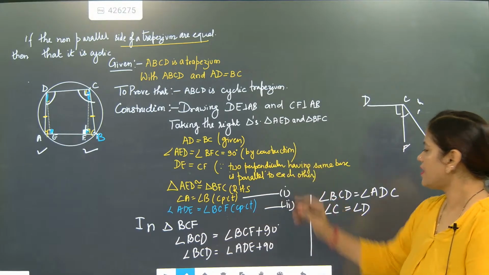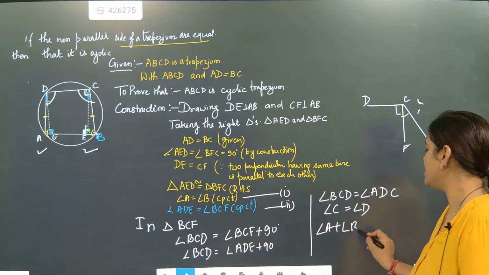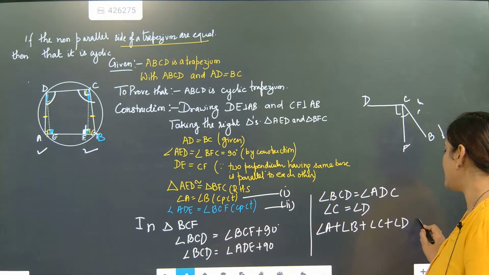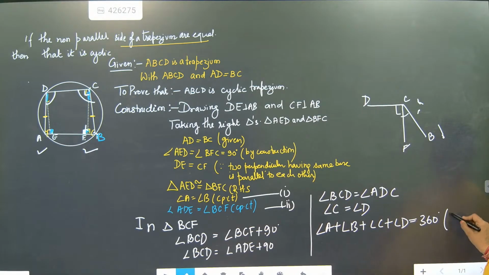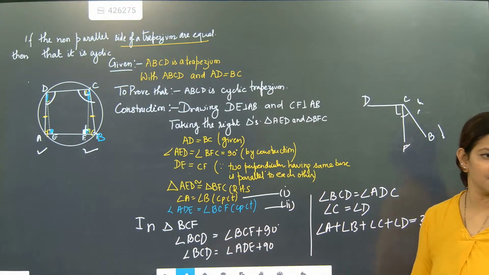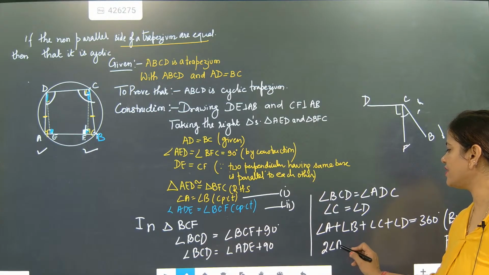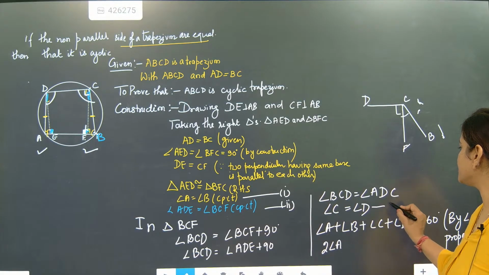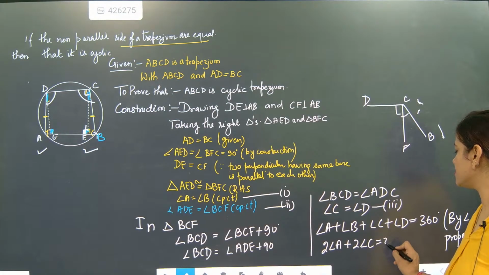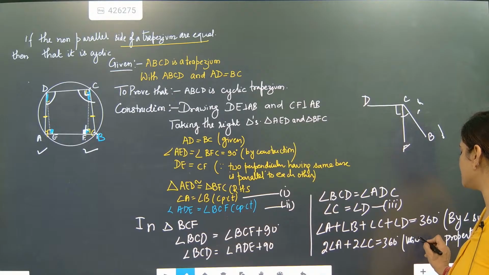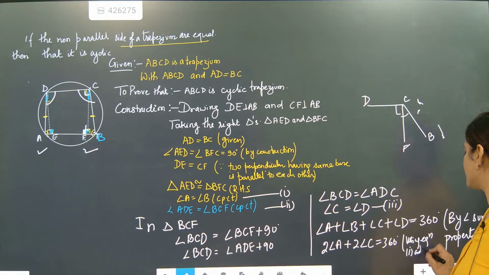Now angle A plus angle B plus angle C plus angle D, for any quadrilateral, the sum of all the angles is coming as 360 degrees by the angle sum property of quadrilateral. Now angle A is equal to angle B, so instead of angle B, can I write 2 times angle A? This we will write as equation 3. And angle C can be written as 2 times angle C, equal to 360, using equations 1 and 2.